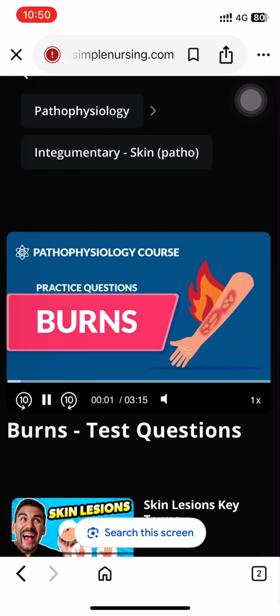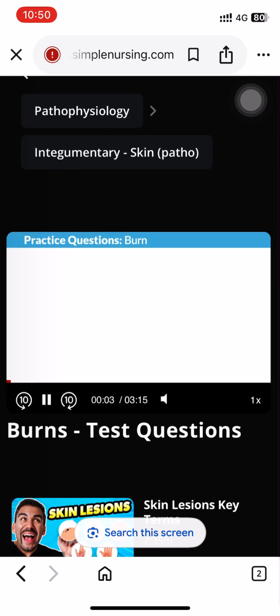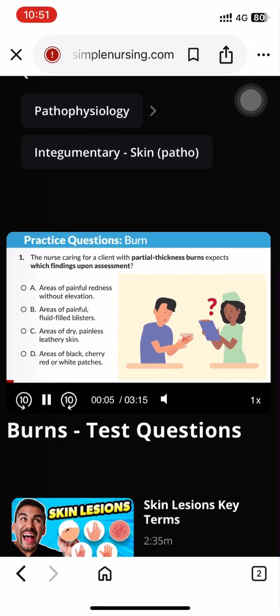Now for the practice questions on burns. Question 1. The nurse caring for a client with partial thickness burns expects which findings upon assessment? So pause the screen and try your best to answer this question in about 60 seconds or less.